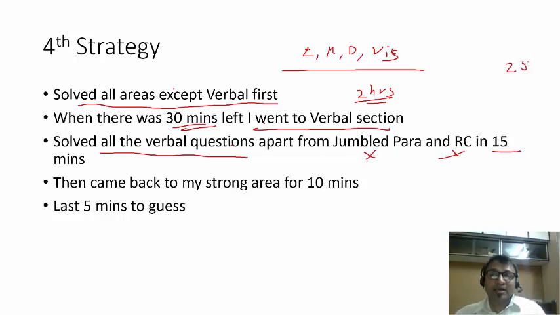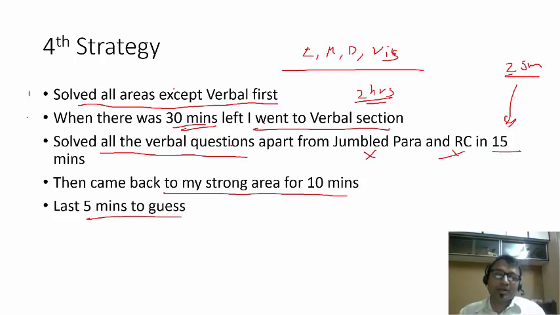Remember I took 25 minutes earlier? Now I am taking 15 minutes for the 40 questions. I was faster because under time pressure at the end, I was much faster as compared to before. But accuracy was the same because it was all on gut feel. My verbal was a weak area, so my accuracy, whether I solved at the start or the end, was the same. And in the last 10 minutes, I came back to my strong area, with 5 minutes to guess mark.